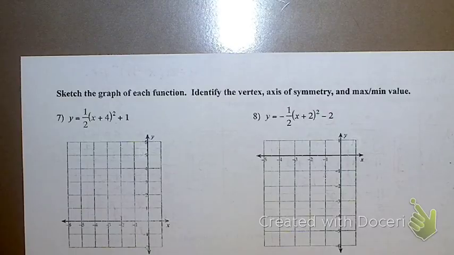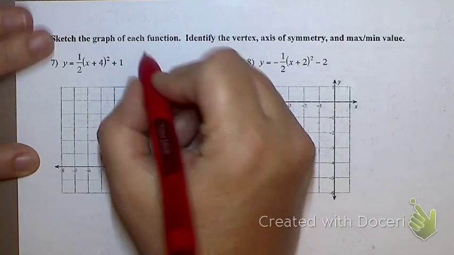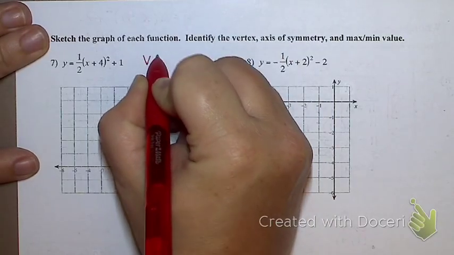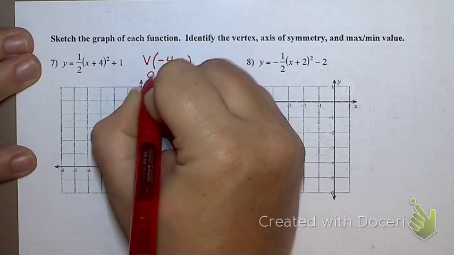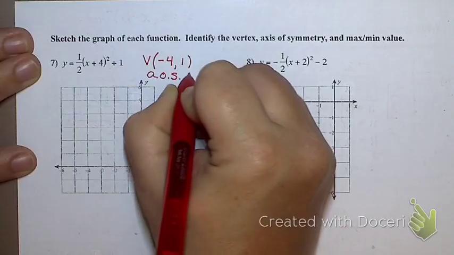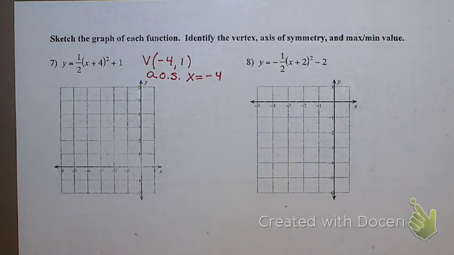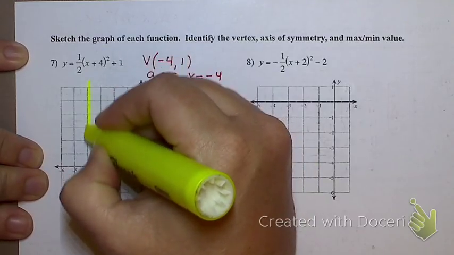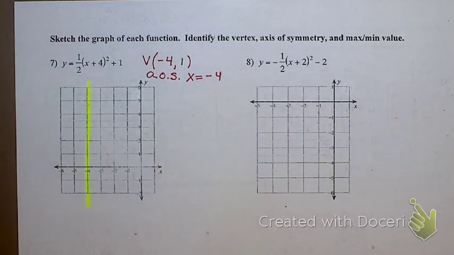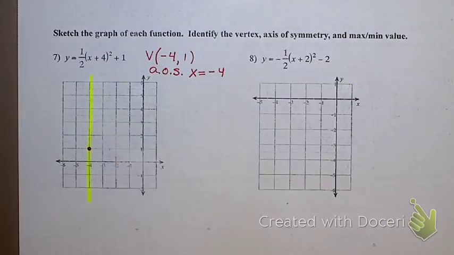Okay, I'm going to pause for a minute. So, this one right here, what is my vertex? (-4, 1). What's my axis of symmetry? x equals negative 4. So I'm going to go ahead and draw in my axis of symmetry as soon as I can find my highlight. Where did they all go? All right. Again, x equals -4 is right there. And there's my vertex.